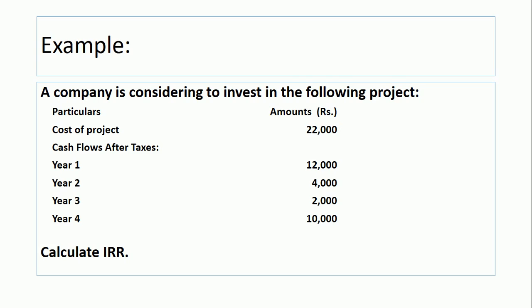Let us discuss one example with small values. A company is considering investing in the following project. Cost of project is 22,000 rupees. Cash flows after taxes are given for 4 years: for the first year 12,000, for the second year 4,000, third year 2,000, and for the fourth year 10,000. Calculate internal rate of return.